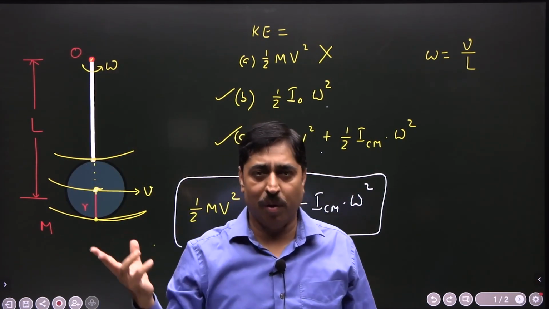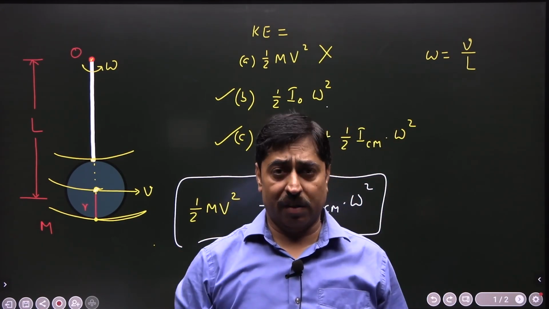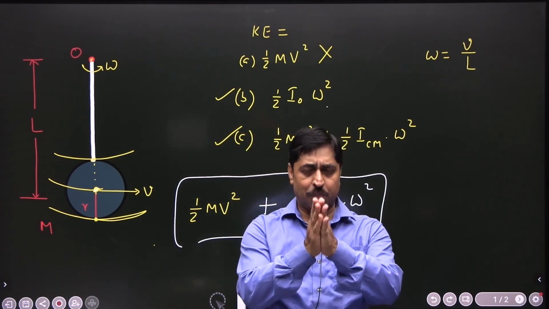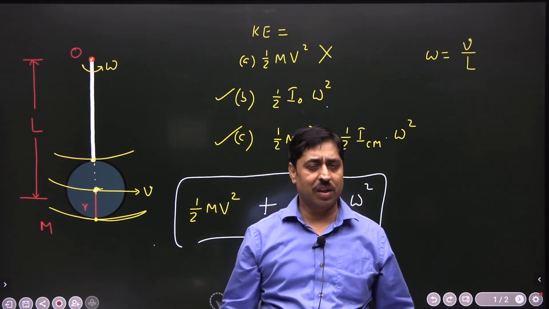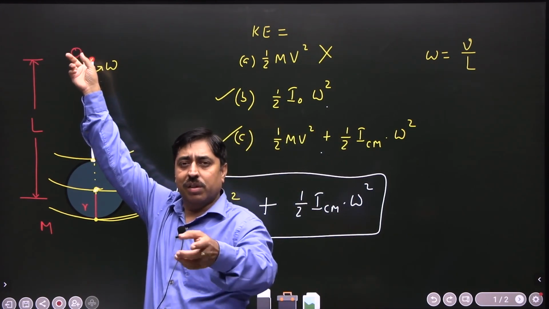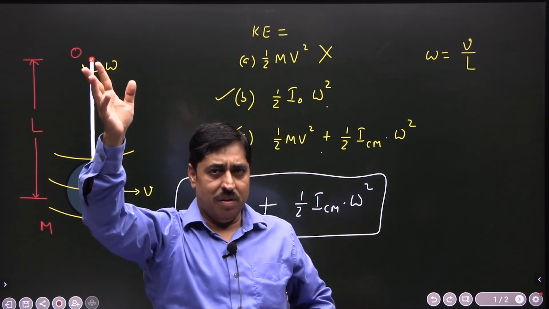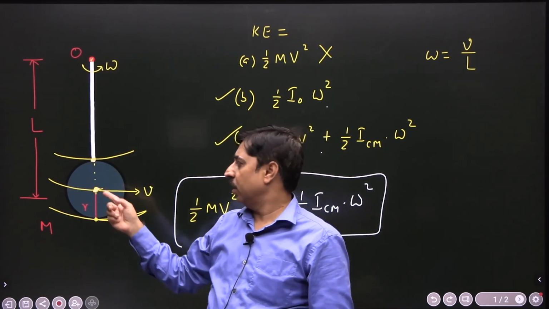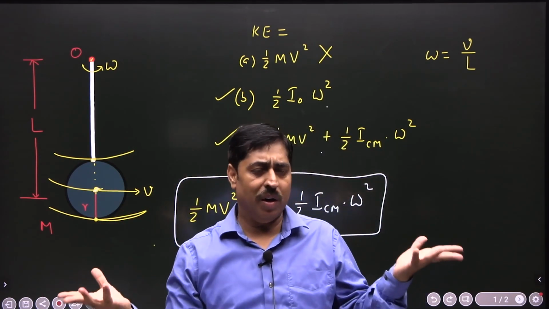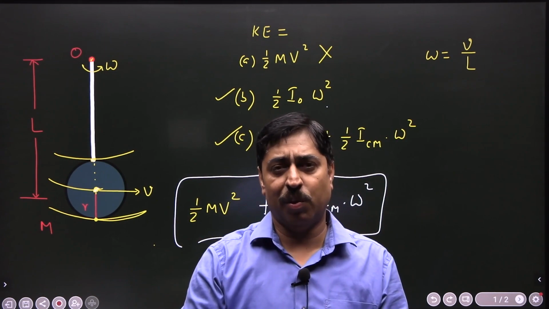In many problems, teachers do teach you how to find the instantaneous axis of rotation, and if you are able to find the instantaneous axis of rotation, then about that particular axis, half I omega square is the kinetic energy, that is all. In this case, this is the axis of rotation. At every instant, this is the axis of rotation. The body is in pure rotation about that axis. But the same motion can also be described as translation of the center of mass plus rotation about the center of mass. Any motion of a rigid body can be described like that. So, this is the point that I wanted to emphasize in this particular video.